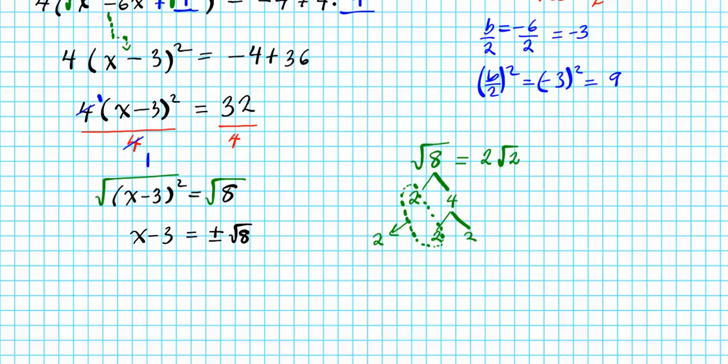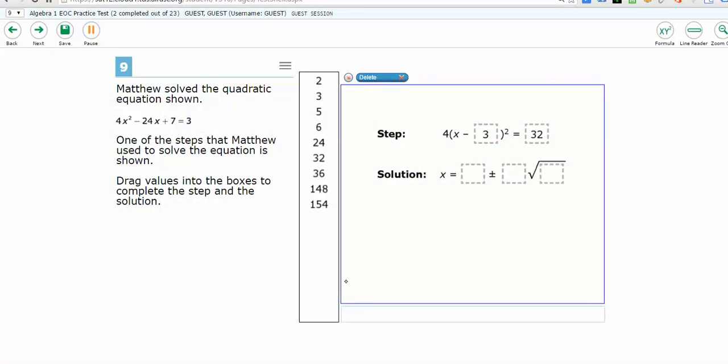So let's insert that into our answer. We have x minus 3 equals plus or minus 2 root 2. To finish off, we just add 3 to both sides. And then we have x equals 3 plus or minus 2 root 2 as our answer. All right, so let's go ahead and put our answers in here. So x equals 3 plus or minus 2 root 2. So there is the answer to question number 9.